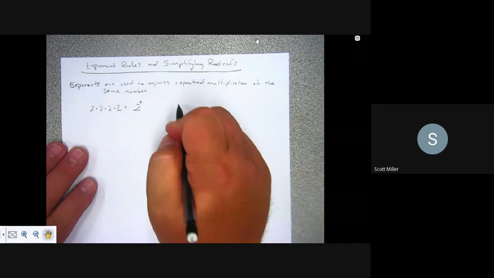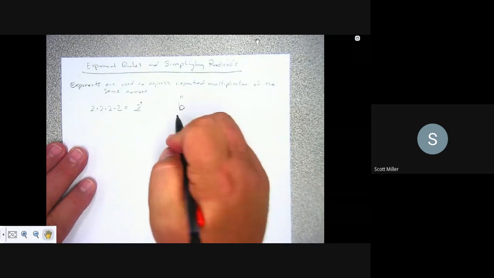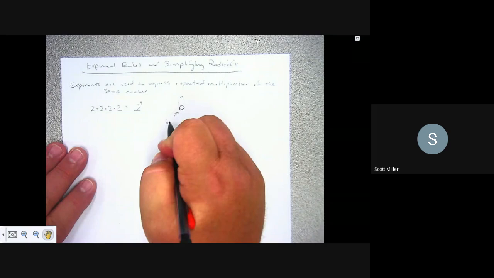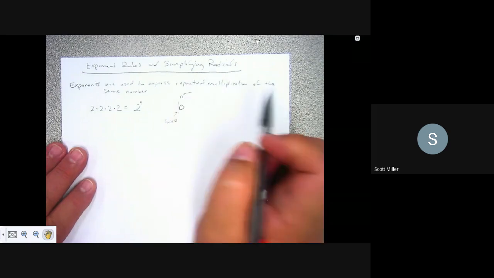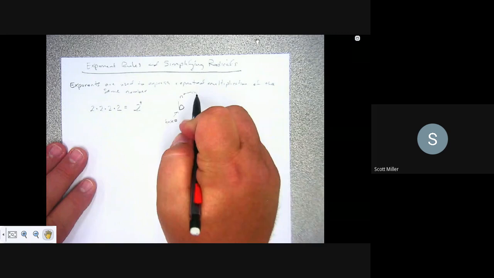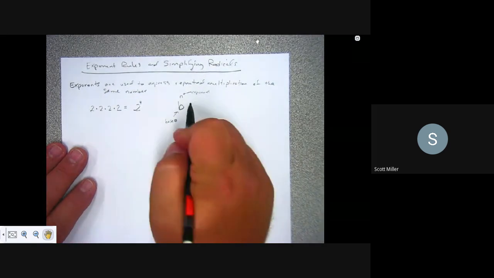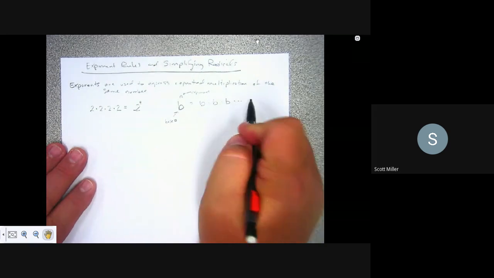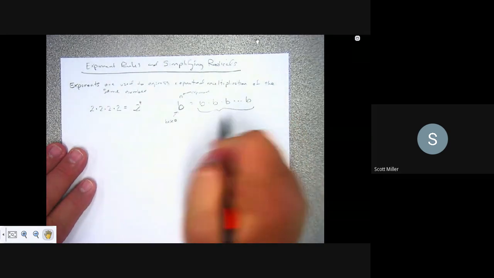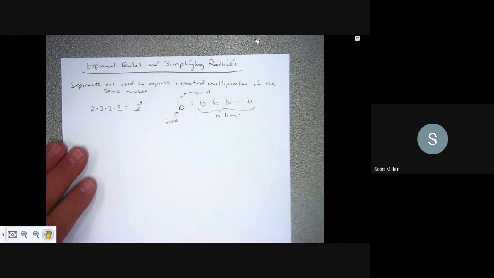So in general, I have a base number, I have an exponent. This right here is called the base number. This up here is not a number, it is an exponent. And it basically means b times b times b repeatedly n times. That's what exponents mean.